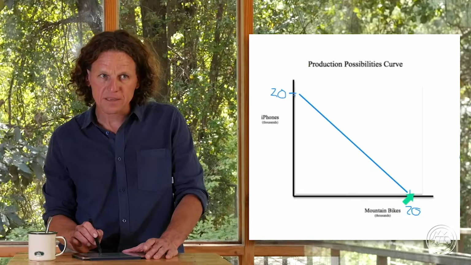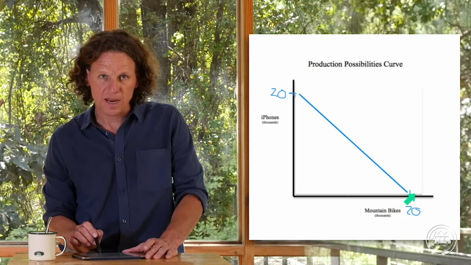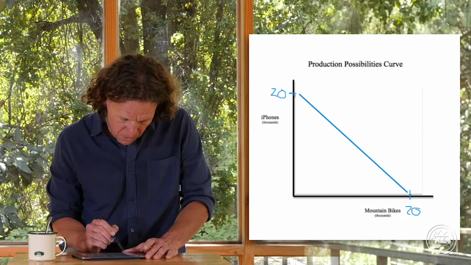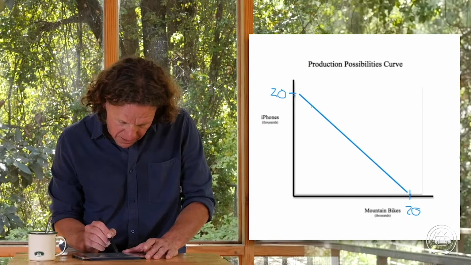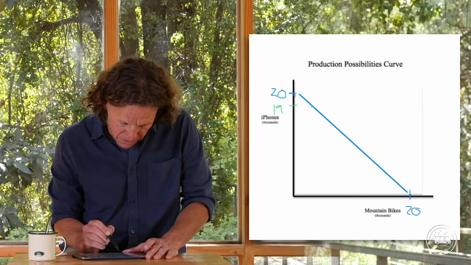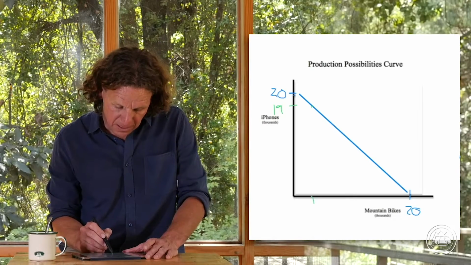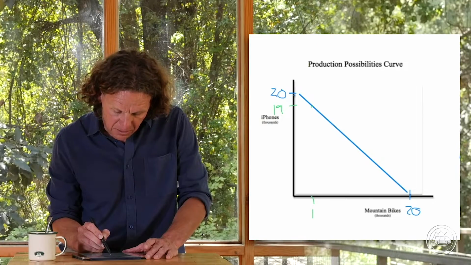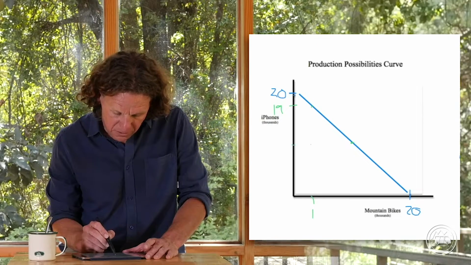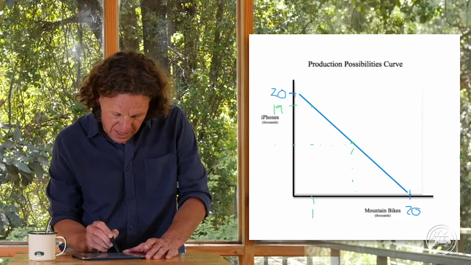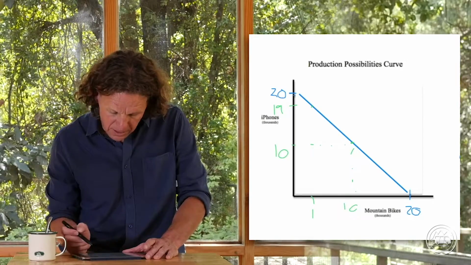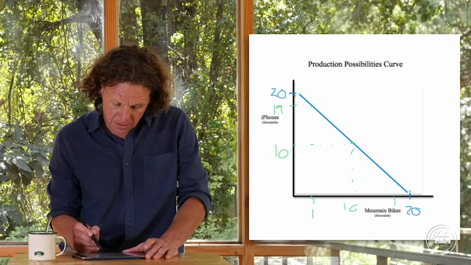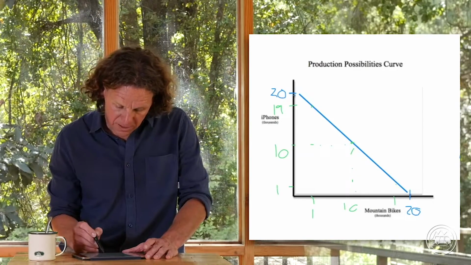But what if we want to make one mountain bike and 19 iPhones? Oh, okay, we can do that. So what are we going to do? We're going to function right here. Where is that? Well, that's right here with 19 iPhones and one mountain bike. What if we want 10 and 10? Oh, that's easy. We're going to operate right there. That's 10 and 10. Well, what if we want to make 19 mountain bikes and only one iPhone? Oh, there's 1 and 19.